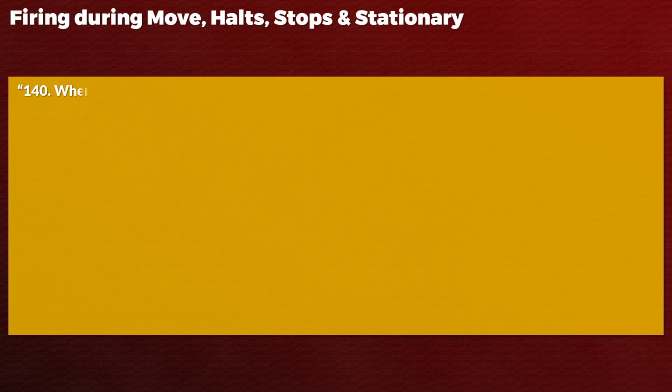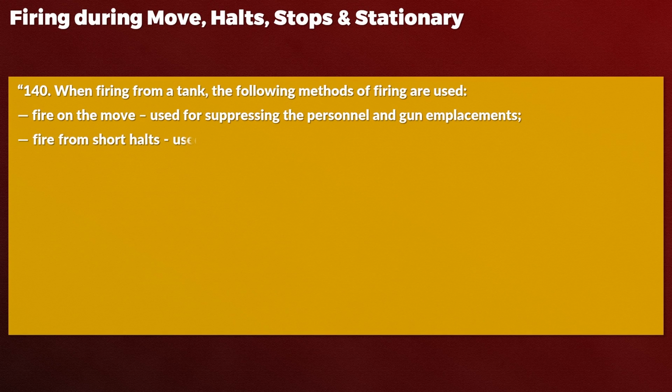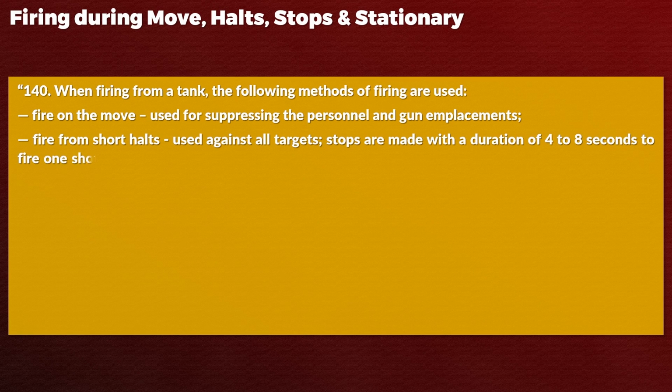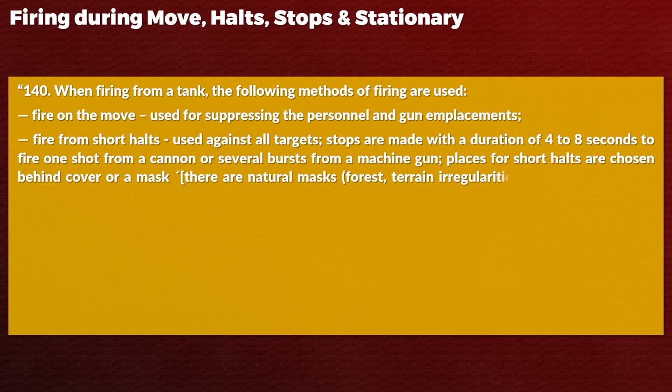As previously mentioned, there are more instructions on when to fire from the move and when not. The manual notes: when firing from a tank, the following methods of firing are used. Fire on the move, used for suppressing the personnel and gun emplacements. Fire from short halts, used against all targets. Stops are made with duration of 4 to 8 seconds to fire one shot from a cannon or several bursts from a machine gun. Places for short halts are chosen behind cover or a mask.